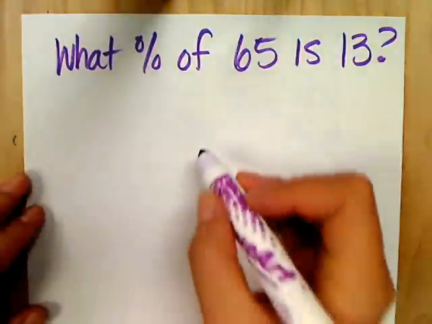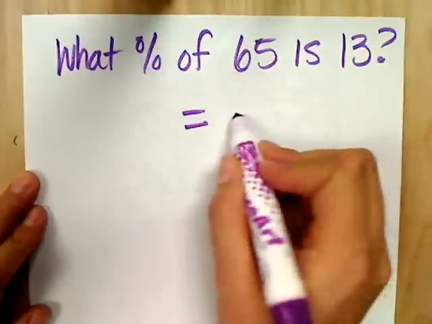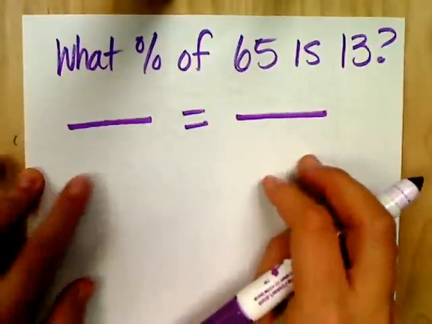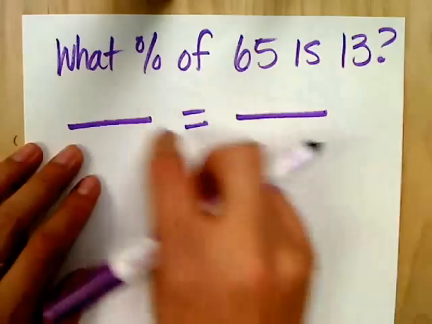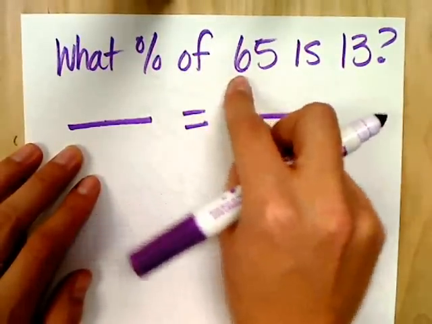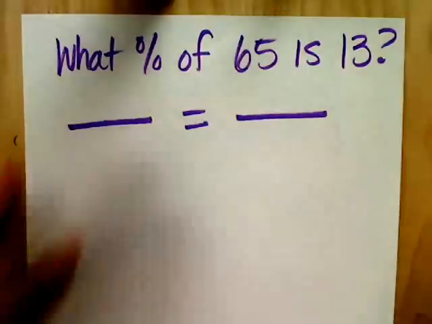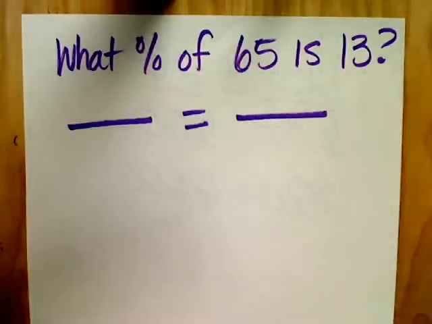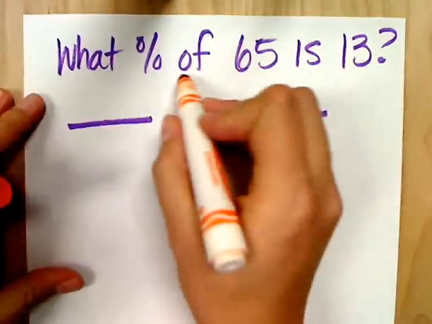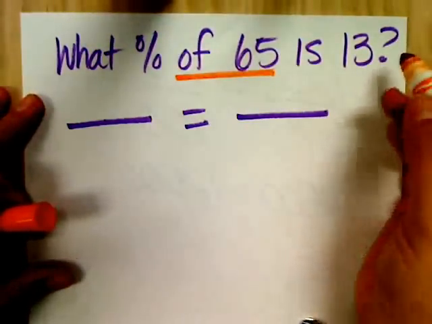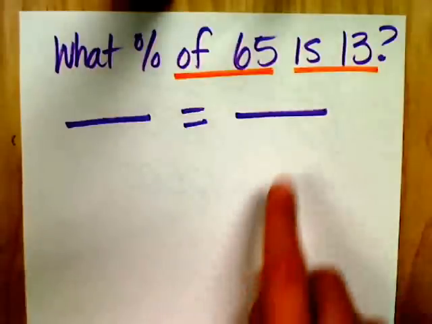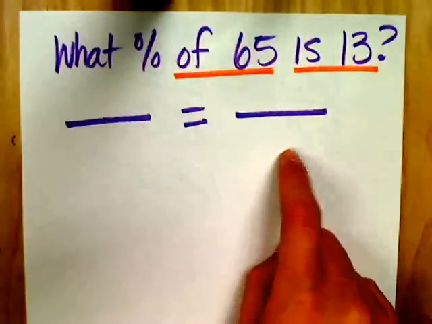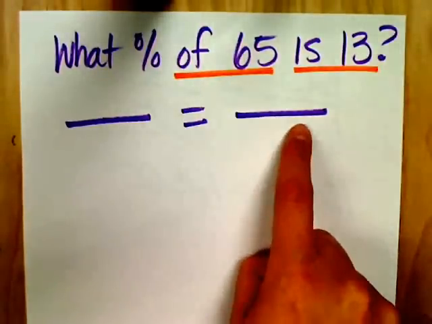So just like the others, I'm going to set up two equivalent ratios to make my proportion. And I'm going to look at the question. It says, what percent of 65 is 13? So we're going to look for clue words. Anybody see clue words? Of 65, and what else? Is 13.